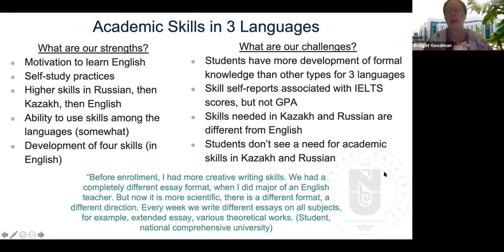Anyway, so coming back to what our challenges are, or what universities indicate the challenges are, what our data indicate the challenges are for universities is, number one, students seem to have more development of formal knowledge than the other types for all three languages. So there's a lot of focus on grammar and vocabulary, but not as much on writing for a purpose and writing for a particular audience.